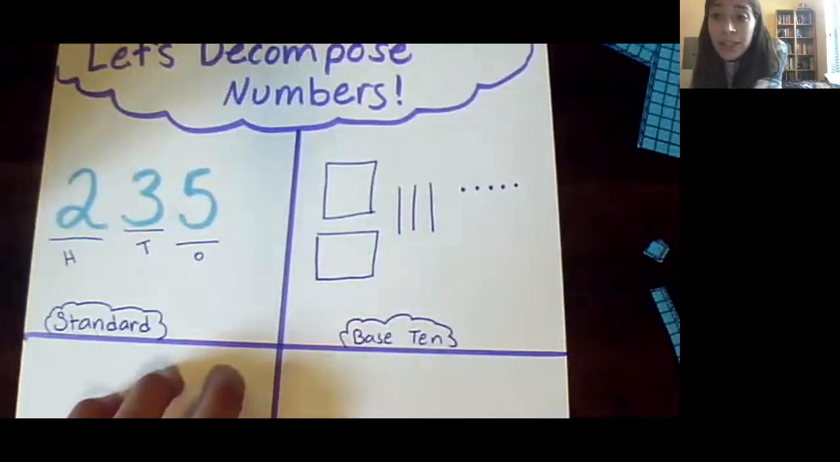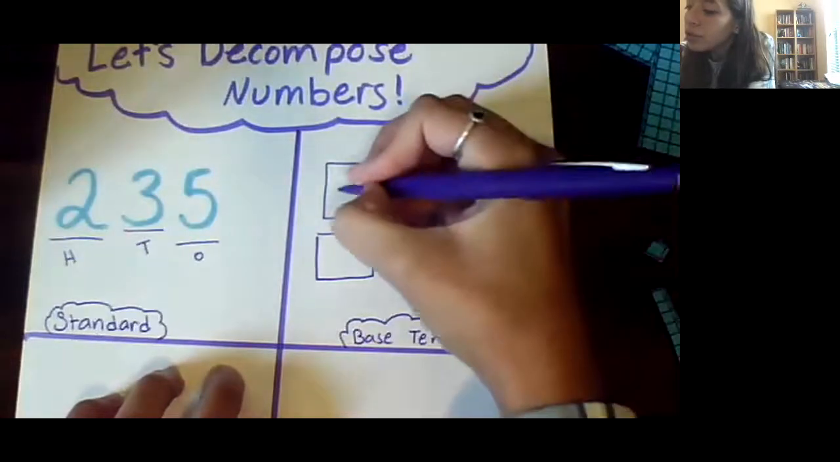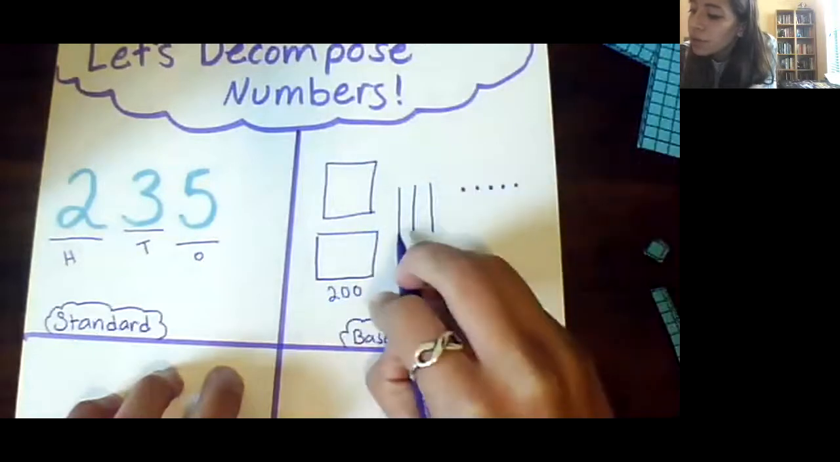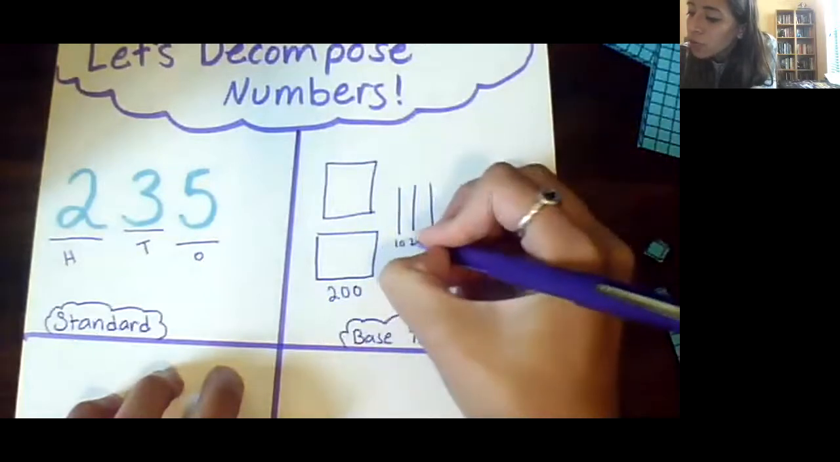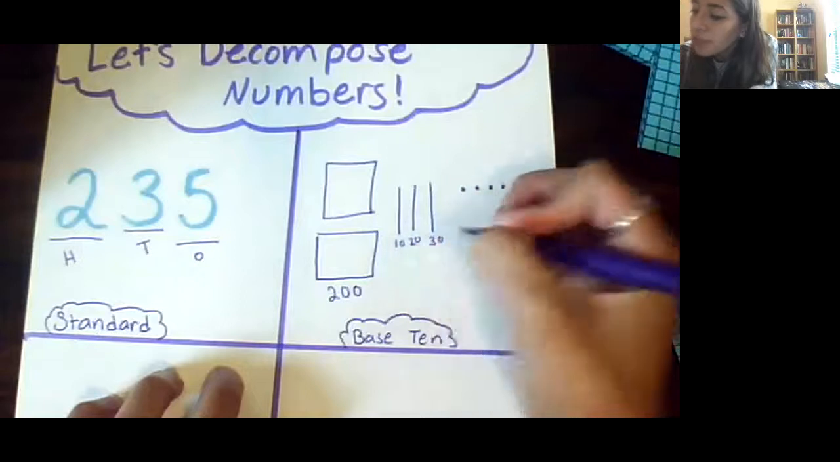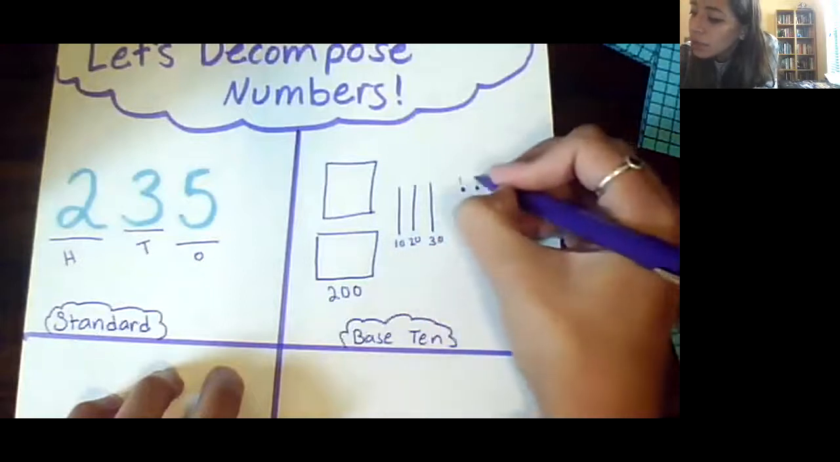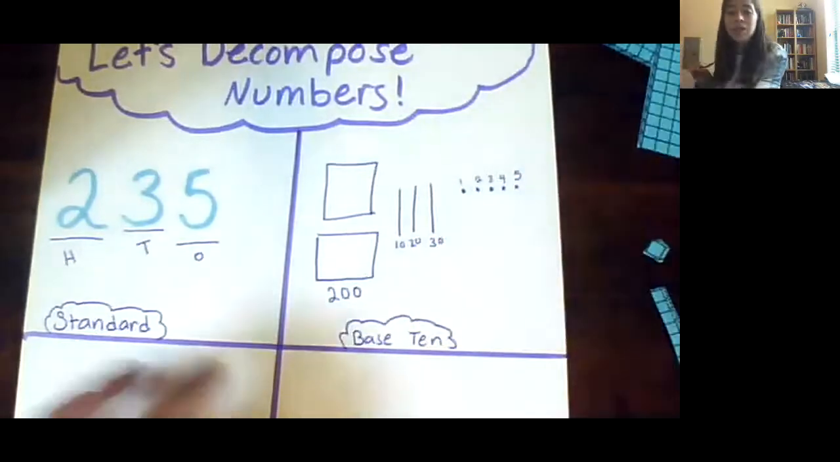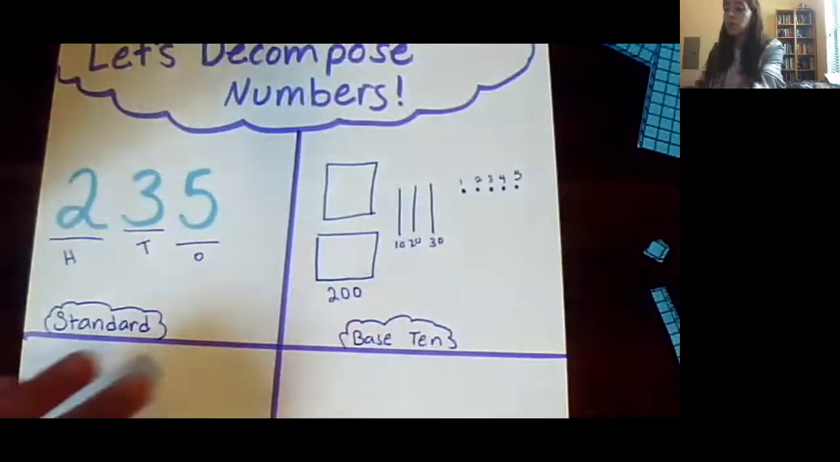Now, I'm going to give you guys another mathematician secret. Sometimes it helps to label your base 10s. It helps you with the other forms. So I know I have 100 and 200. So I have 200 here. And I have 10, 20, 30 sticks of 10. And I have 1, 2, 3, 4, 5 ones. Awesome job. Let's move on to our next form.